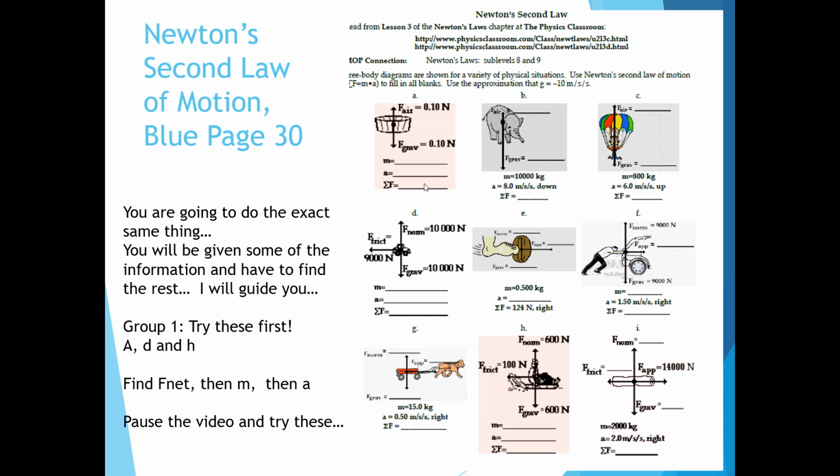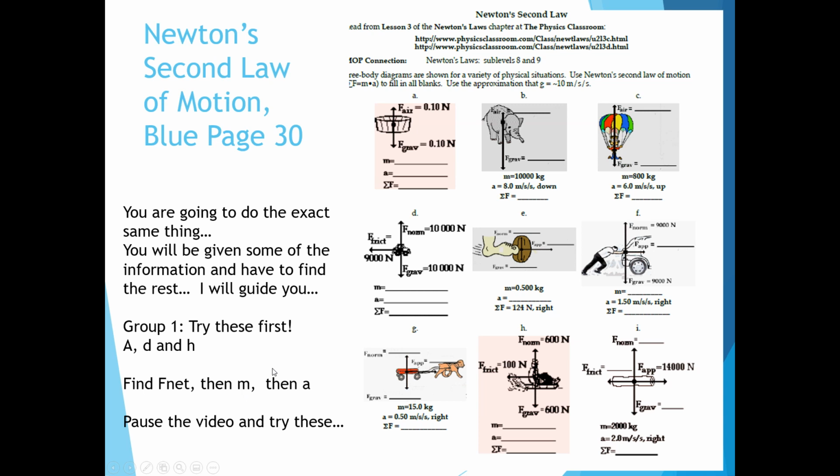So your steps for doing these: I want you to look at these free body diagrams and figure out what the net force is by subtracting forces that are on opposite sides. So you're going to be able to look at this first one for A and figure out what the net force is. You should be able to look at D and see that it's balanced up and down, but it's got some kind of net force over here to the left. And similarly for H.